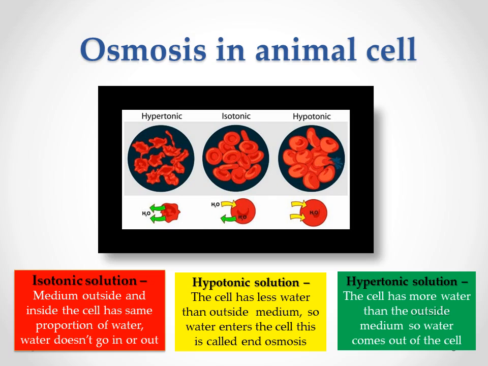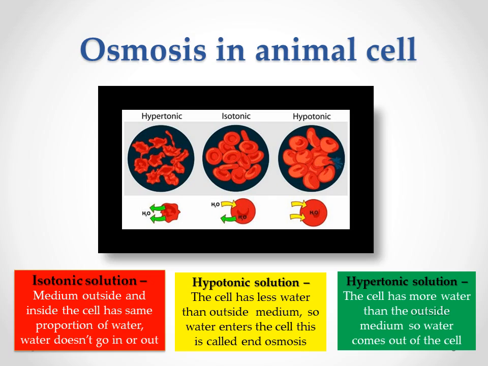The second possibility, hypotonic solution. The cell has less water than the outside medium, so water enters the cell. This is called endosmosis. For example, if raisins are kept in water, after some time they swell and become turgid.